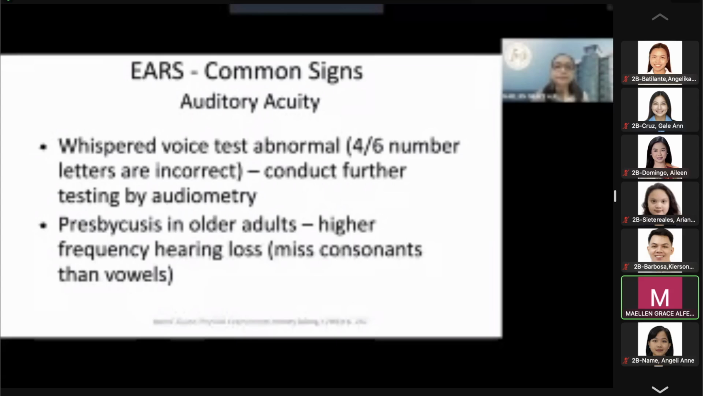So again, in testing for hearing loss, auditory acuity, it can be conductive or sensorineural. For conductive hearing loss, there is little effect on the sound. The hearing usually improves in a noisy environment. Like the kids, they have their earphones on and they talk and they still can listen to you. The voice remains soft because they can still understand what you're saying.